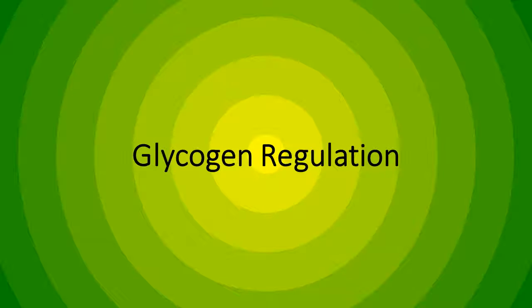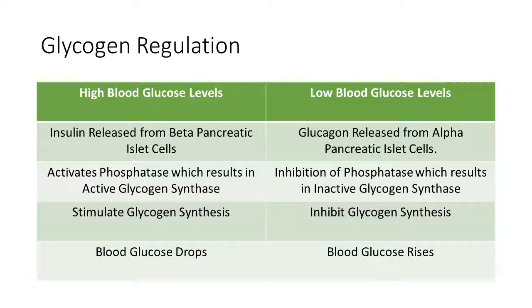The synthesis and the breakdown of glycogen is tightly regulated in the body. Hormonal control is one of the forms of regulation. When blood glucose rises, insulin is released from the pancreatic beta cells. It activates phosphatase, which activates glycogen synthase. This stimulates glycogen synthesis and results in the decrease of blood glucose, as excess glucose is converted to glycogen.